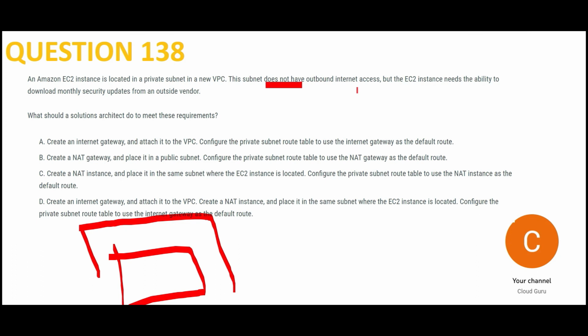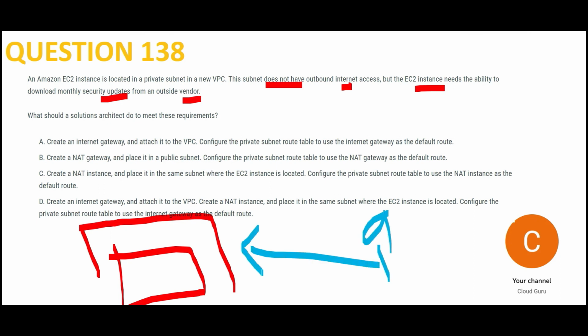The subnet does not have outbound internet access. That means it cannot go from in to out. It cannot make that request. But the EC2 instance needs the ability to download monthly security updates from an outside vendor. So this is an outside vendor, and from here you want to access it and take the updates. Okay, what should you do?